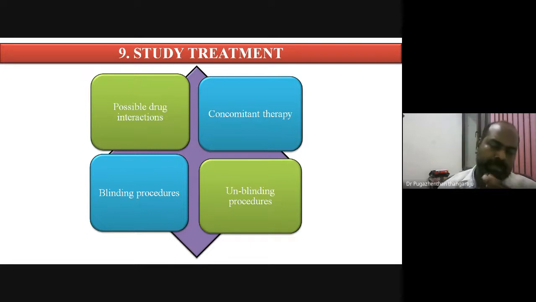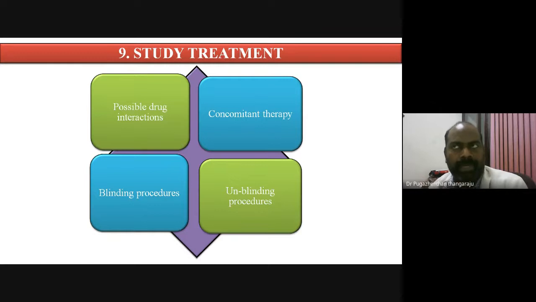Okay, for example, if somebody develops a reaction, we automatically have to rescue the patient. So then what is the protocol of unblinding, or breaking the code? All these things should be properly written in the clinical trial protocol.